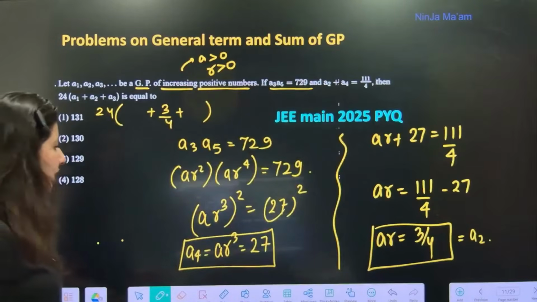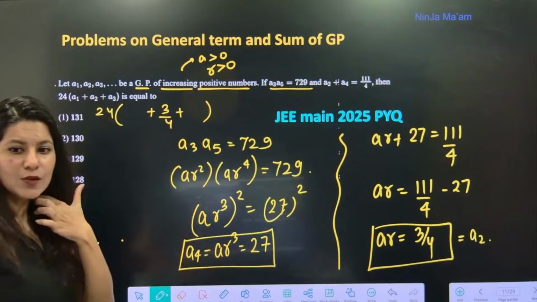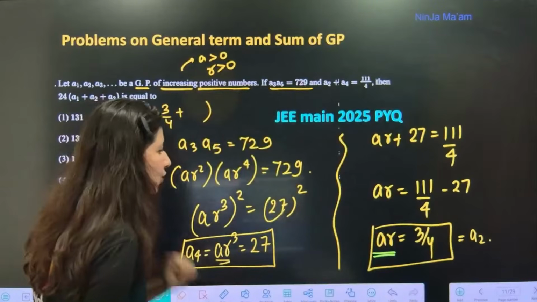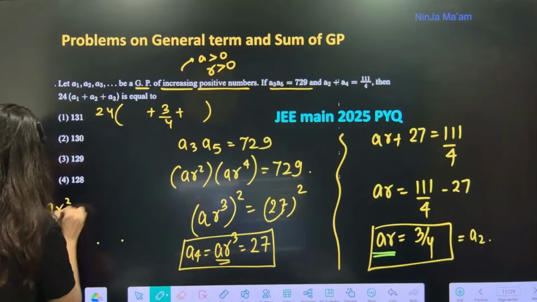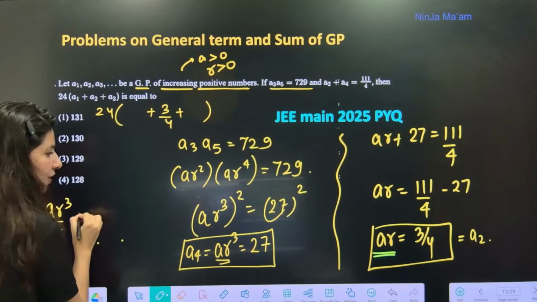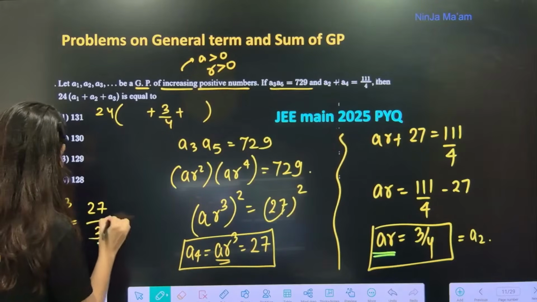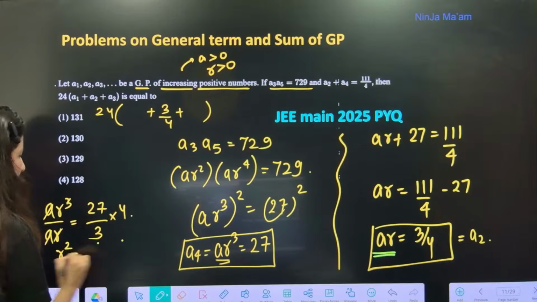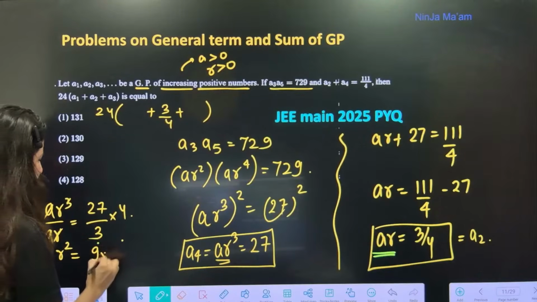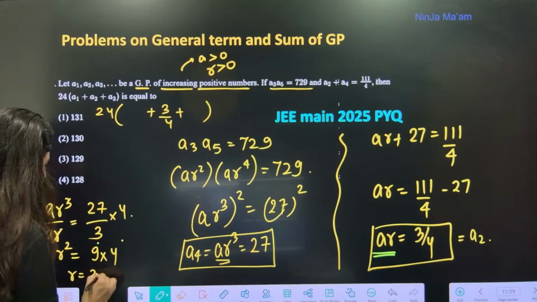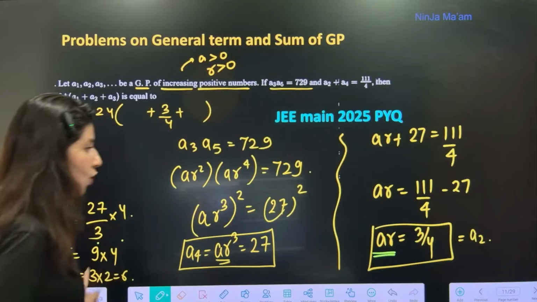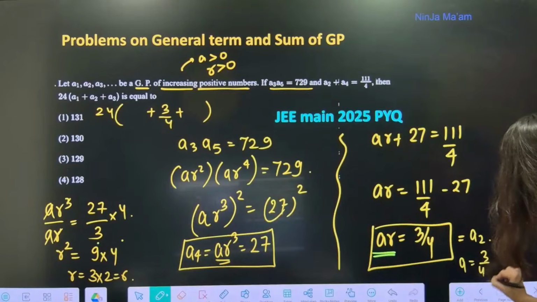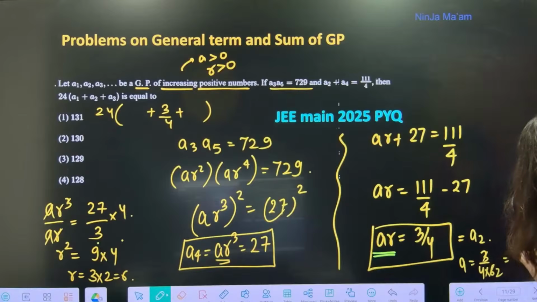A3 we will calculate. So basically now you have AR and AR cube. Why don't you do one thing? You divide these two. AR cube upon AR, which is what? 27 upon 3 by 4. A cancel. R. So R square is what? Tell me. 9 into 4. So R is going to be 3 into 2. The moment your R is 6. R is 6. So 3 by 4 into 6. So this is 1 by 8.